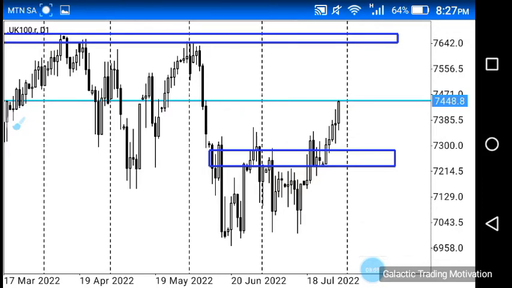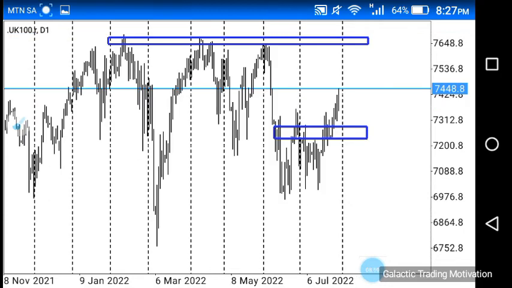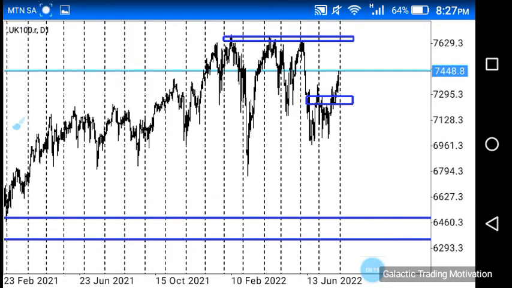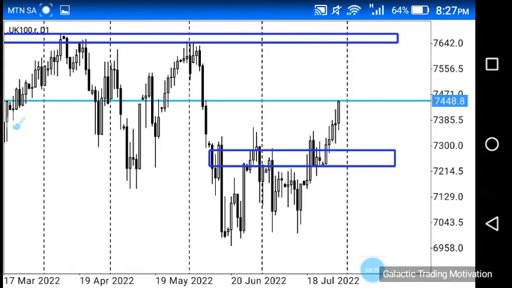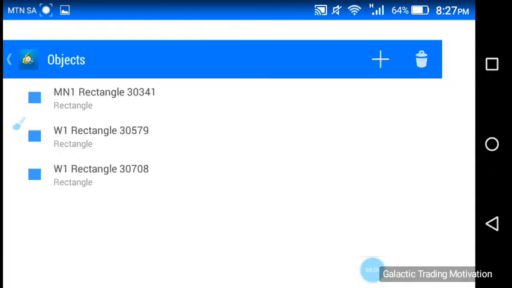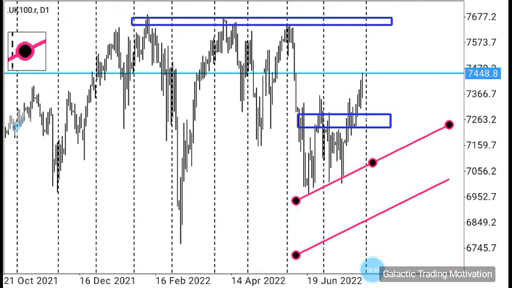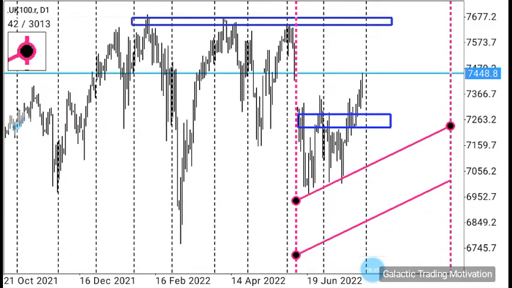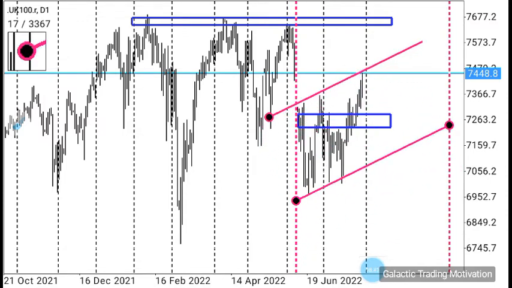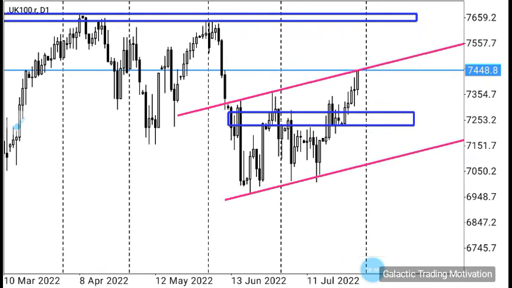What do we see on the daily chart that we should be paying attention to? The first thing that I'm going to do on this daily chart is add my daily channel. I would do it in this manner. Just bear with me. I would add my channel in this manner. There we go. So there goes our daily channel.